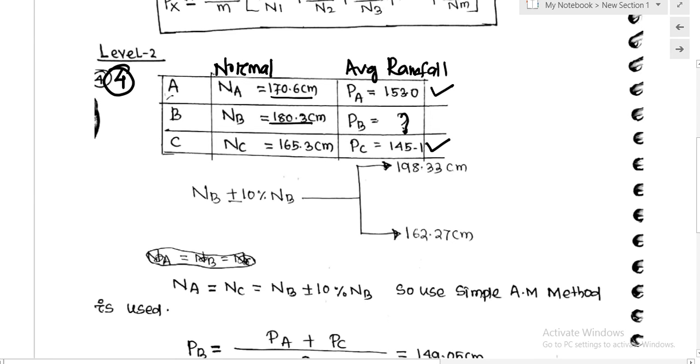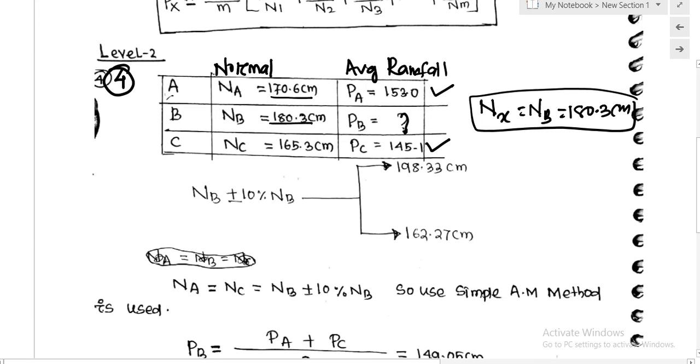So basically this nx will be equal to this nb, and this is 180.3 centimeter. Okay, so now we have to check. First of all, don't use any of the formulas arbitrarily. First you check this value, na and nb.